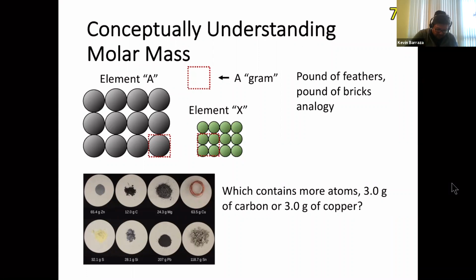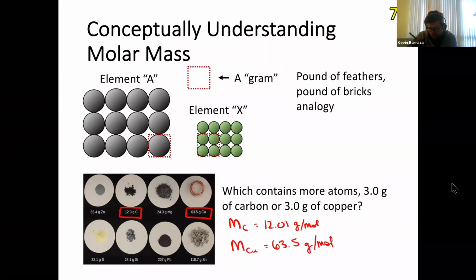So just in case, it's sort of written right here. These are the molar masses, though you could look them up. So the molar mass of carbon is 12.01 grams per mole. The molar mass of copper is 63.5 grams per mole. So if I'm trying to fit as many particles into 3 grams, which one will have more particles? It's going to be carbon.